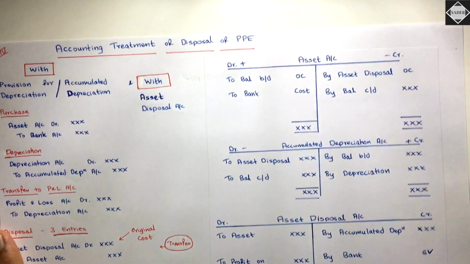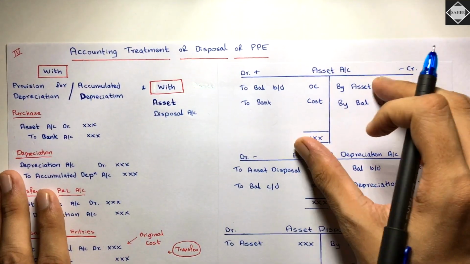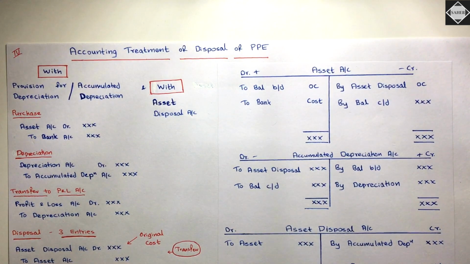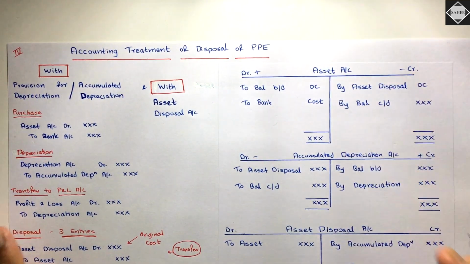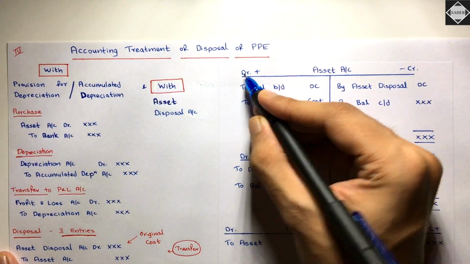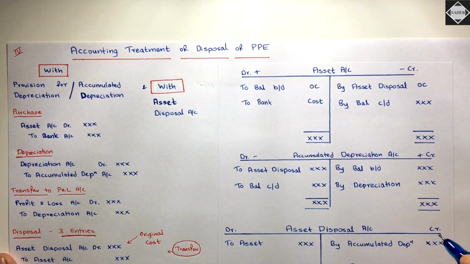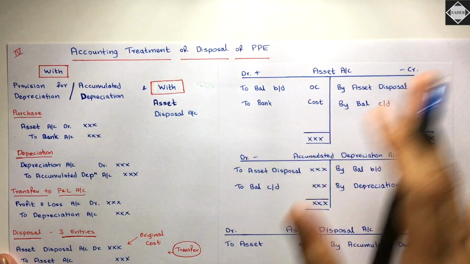Now see the ledger account, the first is the asset account. Here we are maintaining provision, so the asset account, you all know, will be at its original cost, isn't it? The asset account has a debit balance: opening balance on the debit side, closing balance on the credit side. If you have purchased any new asset, then the asset account is getting debited because of bank, at the cost you will take, right? And here you are not charging depreciation.